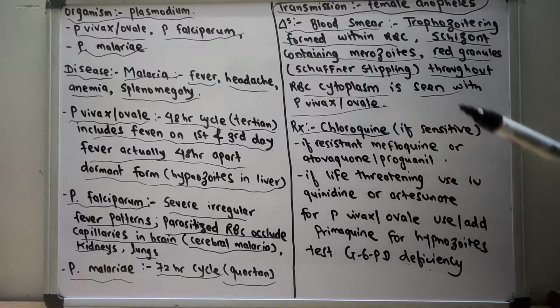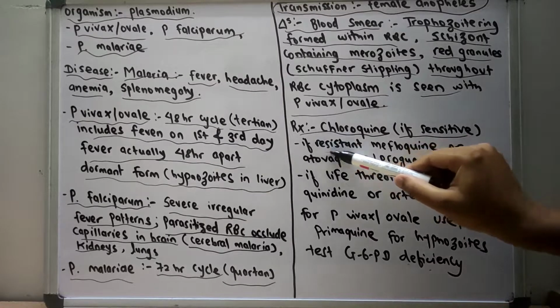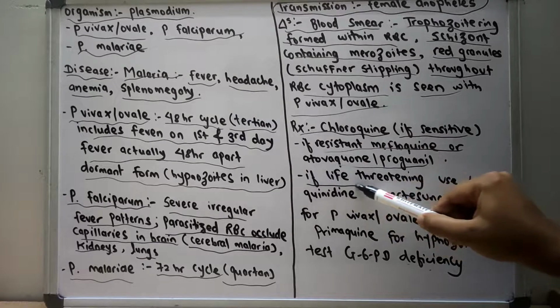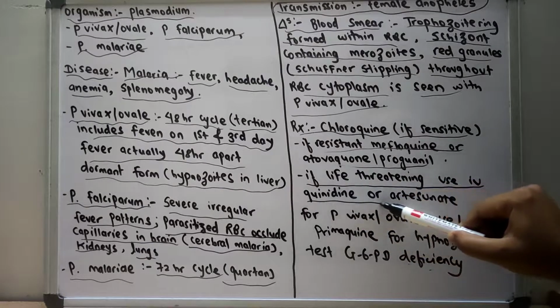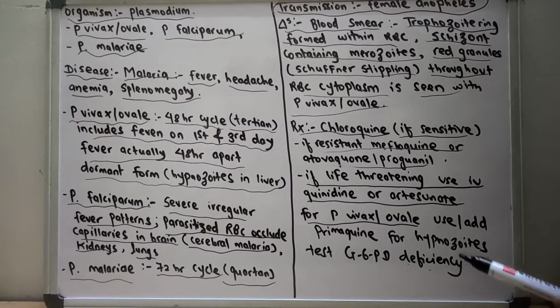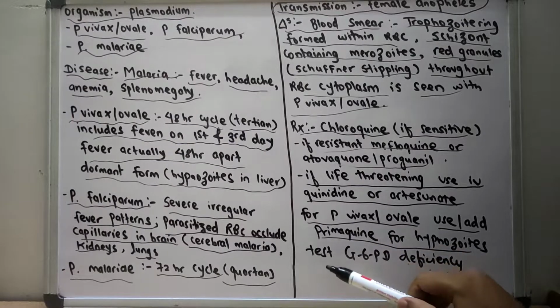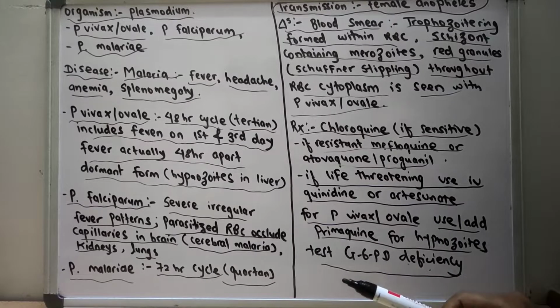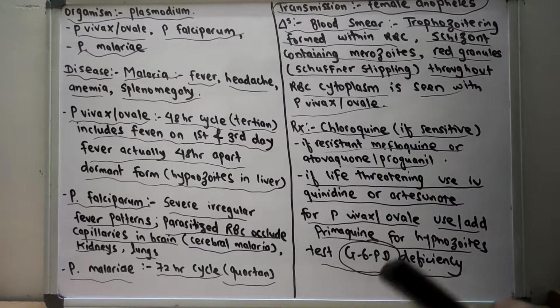The treatment is mainly chloroquine if the parasite is chloroquine sensitive, but if we find it is chloroquine resistant, then we can also use mefloquine or atovaquone-proguanil. If the malaria is life threatening, we use IV quinidine or artesunate. For Plasmodium vivax and ovale we add primaquine for the hypnozoites, but before giving primaquine we test for G6PD deficiency, because primaquine hemolyzes the RBC. So in a person who already has G6PD deficiency, there is more chance of hemolysis, and the person can suffer an anemic attack.